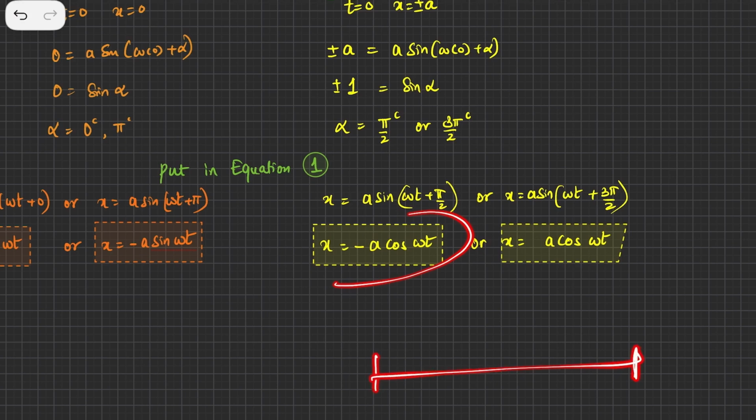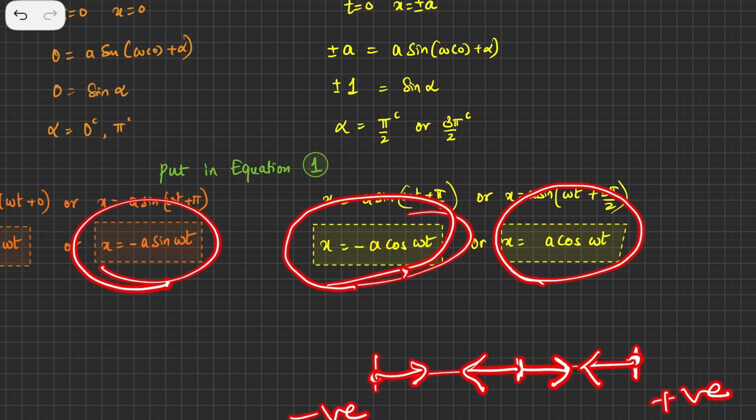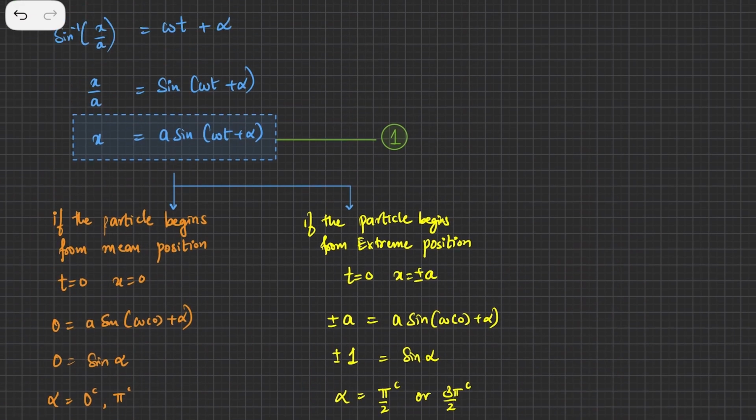So this equation is valid when the particle begins from the negative extreme, and this equation is valid when the particle begins from the positive extreme. When it starts from the mean position to the right, your first equation is valid. When it starts from the mean position and goes to the left, the second equation is valid, and the third equation is for extreme to extreme. So this is how it works.